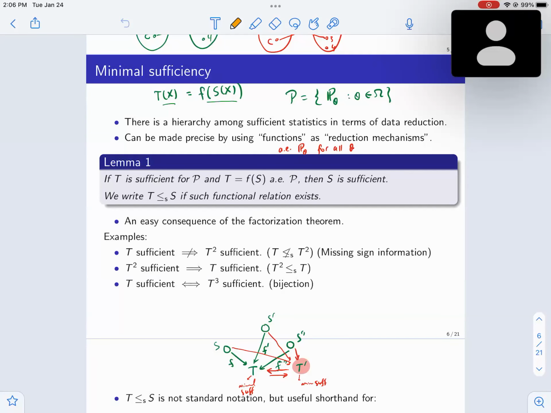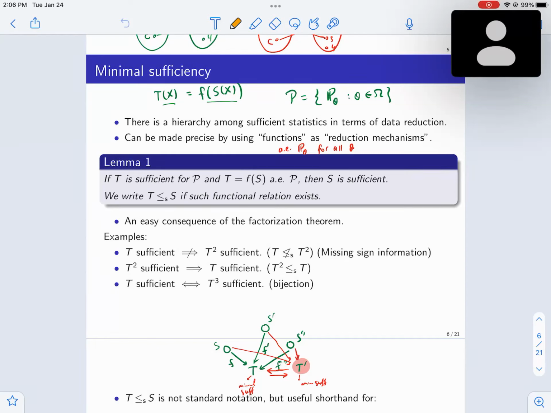Okay, so we started talking about this idea of minimal sufficiency, if you recall. The point was that sufficient statistics are not unique. To remind you, the data itself is sufficient. So we went on and asked if there is a way to characterize the smallest sufficient statistic.